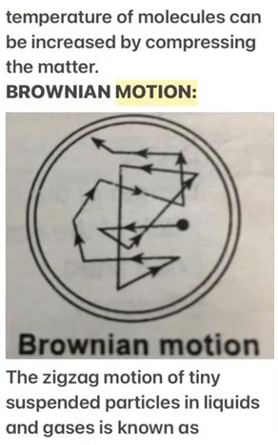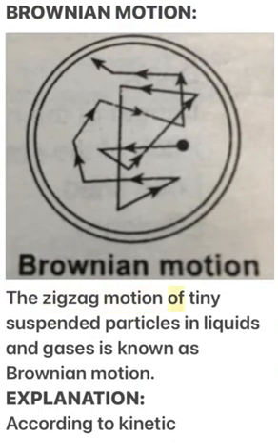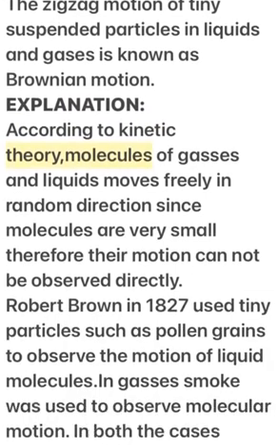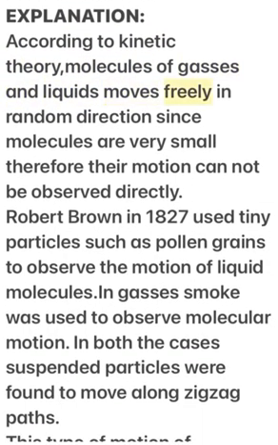Brownian motion. The zigzag motion of tiny suspended particles in liquids and gases is known as Brownian motion. Explanation: according to kinetic theory, molecules of gases and liquids move freely in random directions. Since molecules are very small, their motion cannot be observed directly. Robert Brown in 1827 used tiny particles such as pollen grains to observe the motion of liquid molecules.